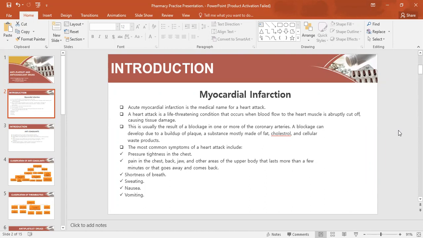The most common symptoms of a heart attack include pressure or tightness in the chest, pain in the chest, back, jaw, and other areas of the upper body that lasts more than a few minutes, and this pain usually goes away and comes back. Shortness of breath, sweating, nausea, and vomiting.